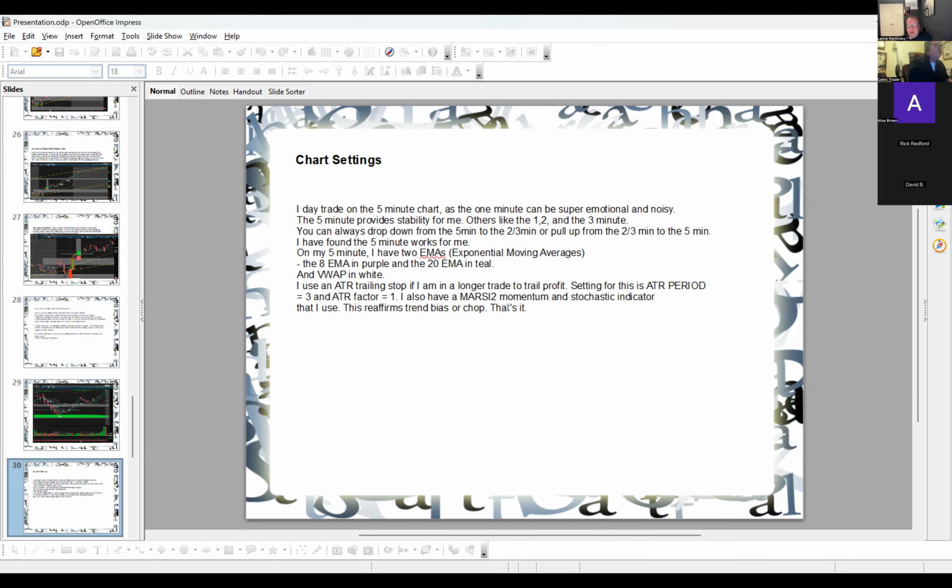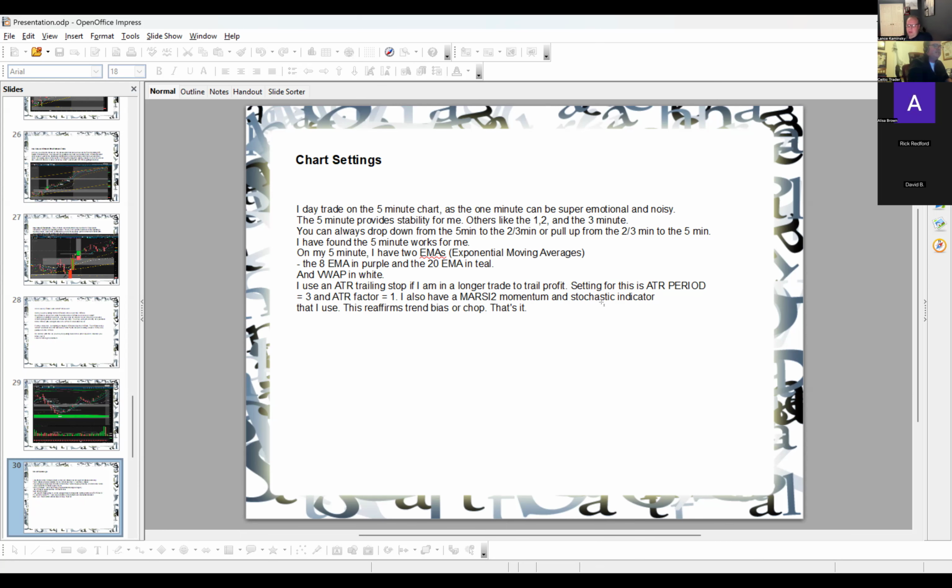One's called a Marzi 2 momentum, and there's another one called a stochastic, and these are phenomenal indicators. There was a guy on Reddit, I'm trying to remember his name, who developed the algos for these. They're momentum indicators, and they use RSI, moving averages, and Fibonacci to give you an idea if you have something in play, bullish momentum or bearish momentum.